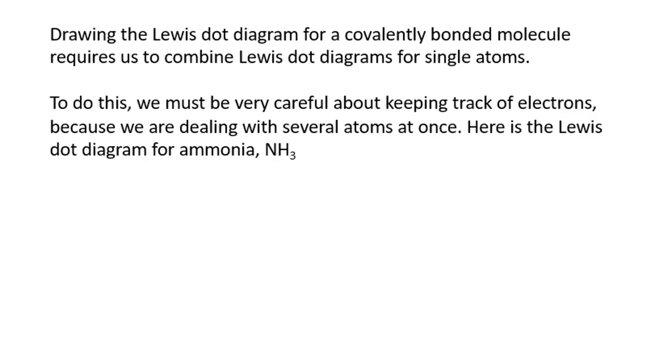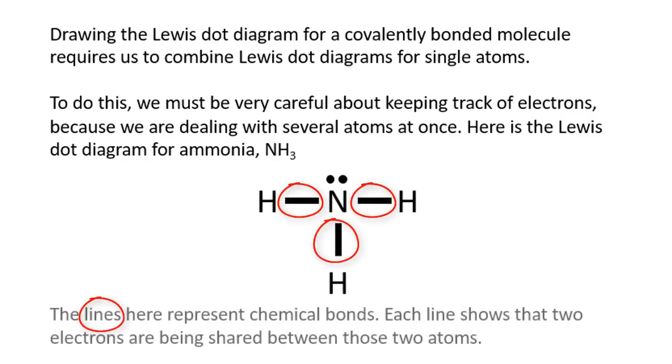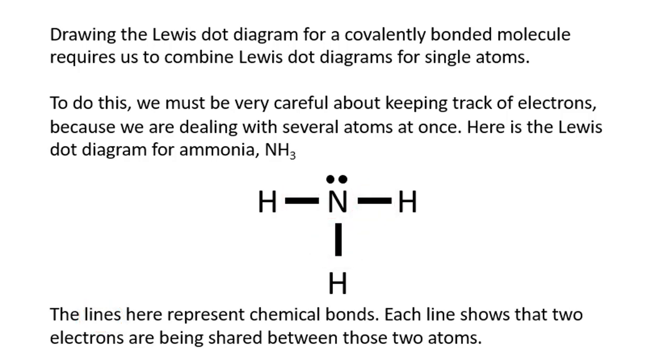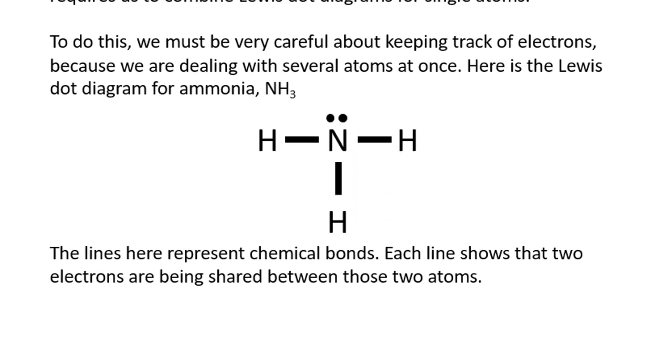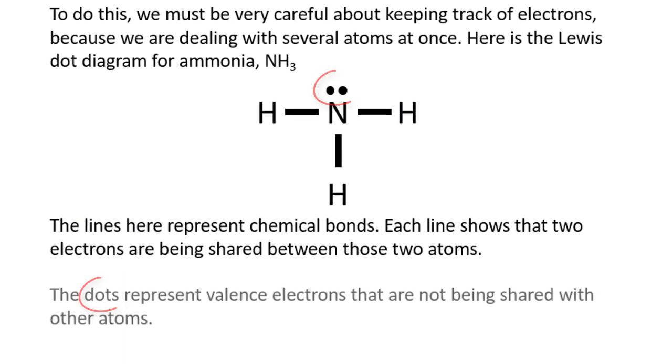at once. Here is the Lewis dot diagram for ammonia, NH3. The lines here represent chemical bonds. Each line shows that 2 electrons are being shared between those 2 atoms. The dots represent valence electrons that are not being shared with other atoms.